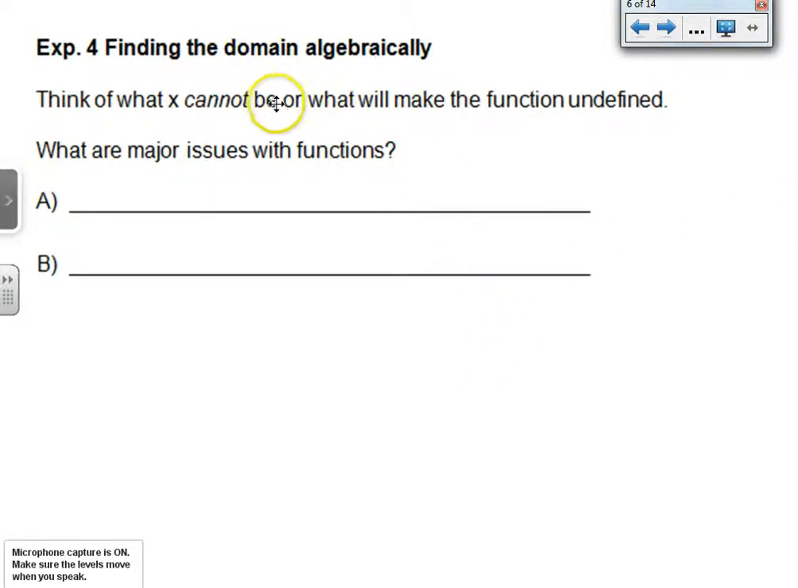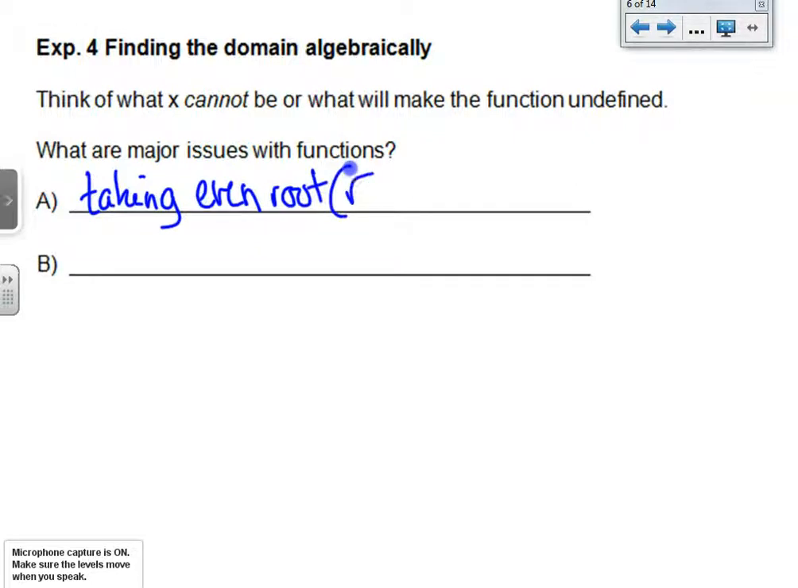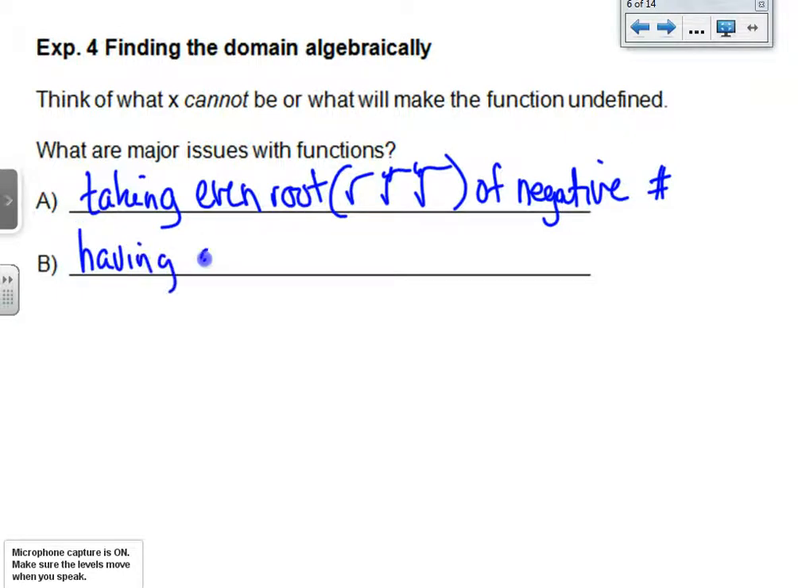When we're finding domains algebraically, I need you to think about what cannot happen to a function, what would make it undefined. So there's two major issues. The first one is if we start taking an even root, like a square root or a fourth root or a sixth root of a negative number. Because remember, if you start taking square roots of negatives, you introduce an i, and we are not going to talk about i's for our functions. And the other algebraic issue is if we start having zeros in our denominator.